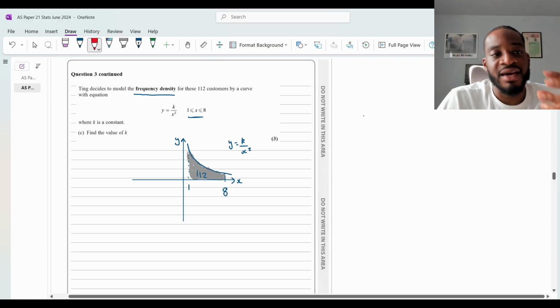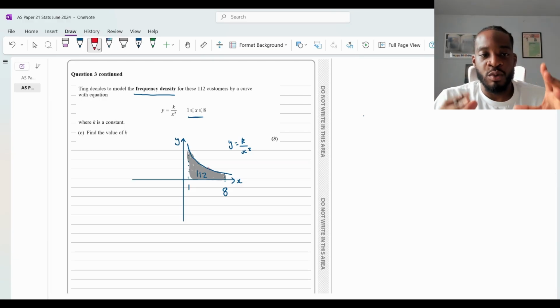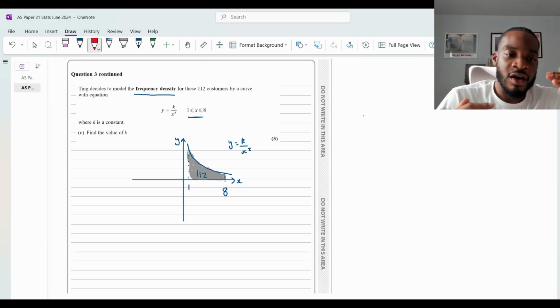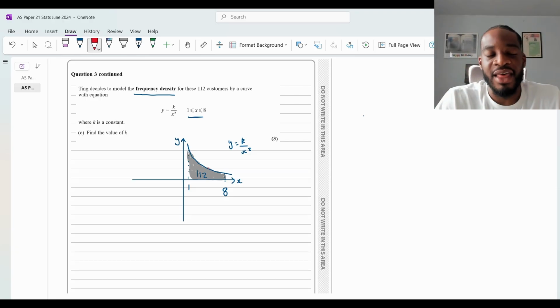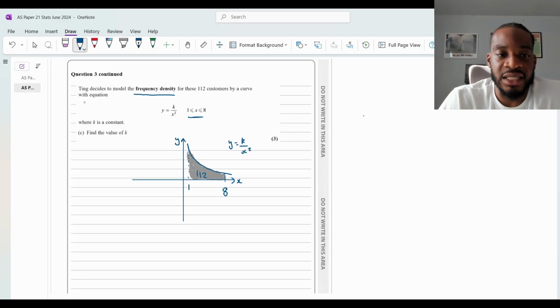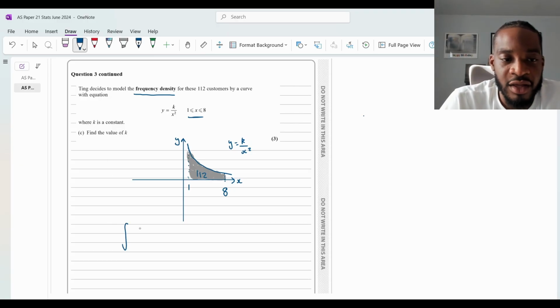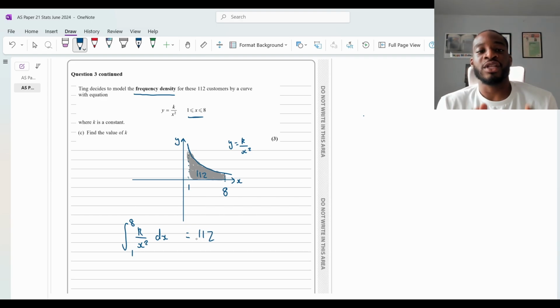Now, remember what I said, we're finding a letter, we need to form an equation. We've got a graph, we've got a curve. We have an area bounded by the x-axis and the curve itself. How do we find the area? Definite integration. So the equation we're going to form is this. We integrate this curve, k over x squared, between our limits 1 and 8. And we know what the area must be. It must be 112. And this is the equation that you will form.